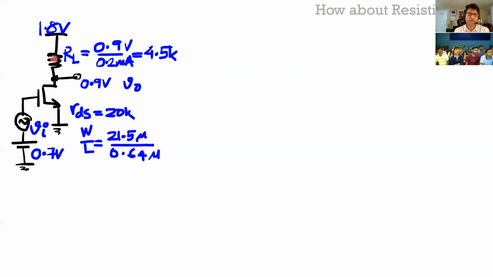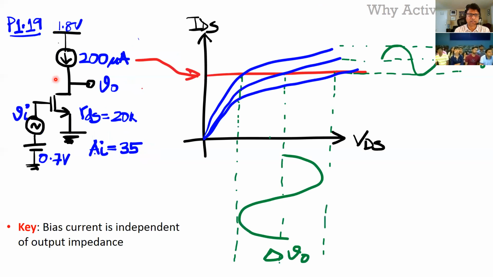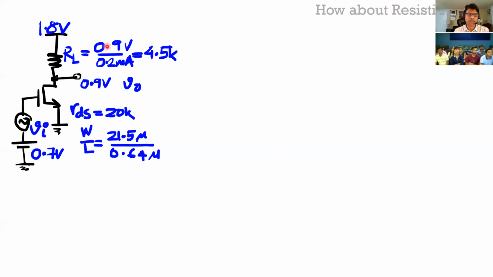Now, in order for the same current to flow in, which was 200 microamp, usually I set this to 0.9 volts DC so that it's at a midpoint. Let's say the supply is at 1.8 volts. I want the output to be at 0.9 volts. For that to happen, this RL needs to be 4.5K. It cannot be anything else, because I need 0.2 milliamps in this resistor, and I have 1.8 volts fixed, 0.9 volts fixed, and the current fixed, so my resistor is fixed.